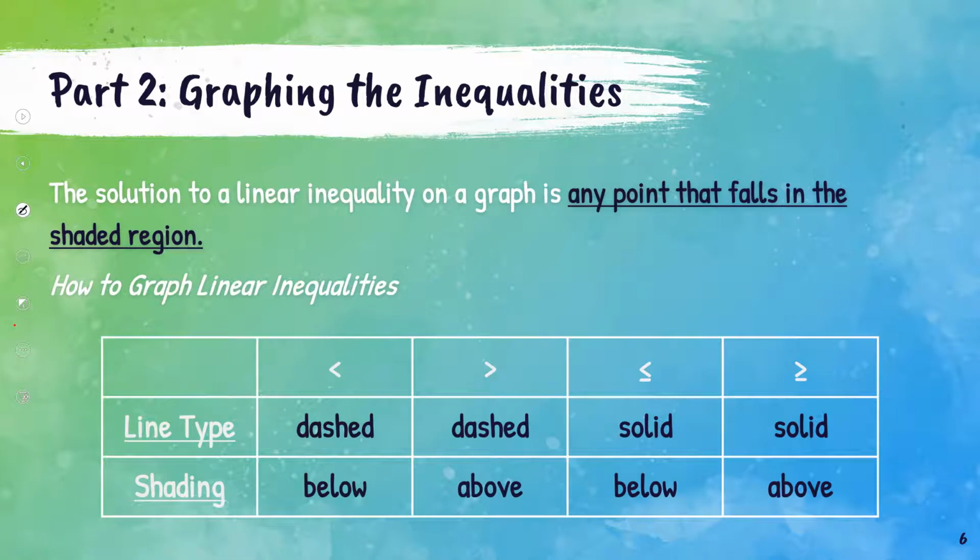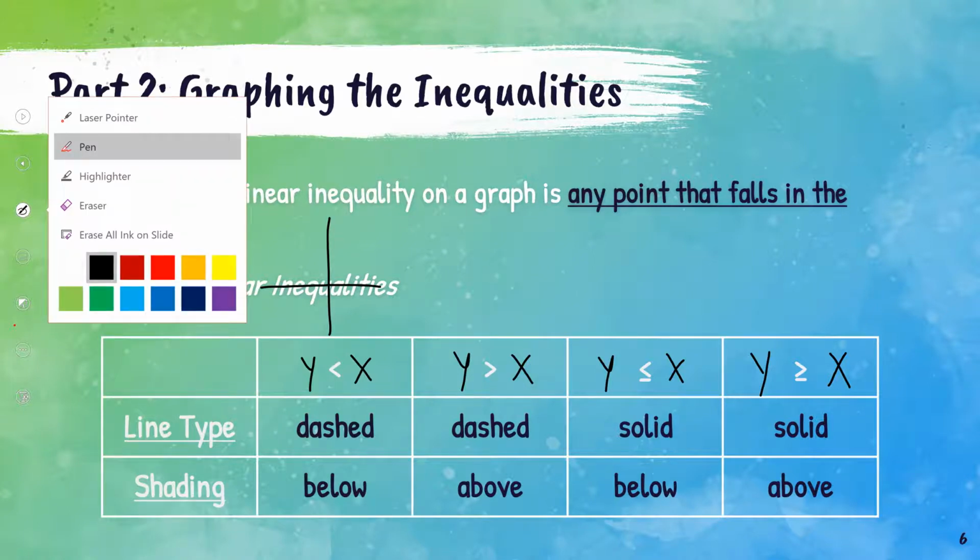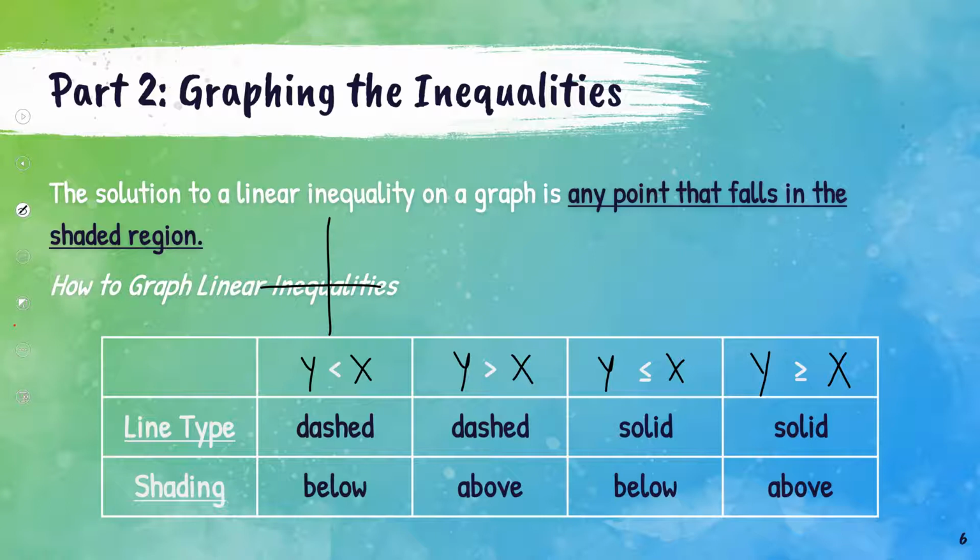So for all of these, I'm going to look at when y is less than x, when y is greater than x, when y is less than or equal to x, and y is greater than or equal to x. So I'm just going to draw a rough coordinate plane here. And y is less than x. So I'm going to draw a dashed line, and I'm going to shade the region below this dashed line. And that'll be y is less than x.